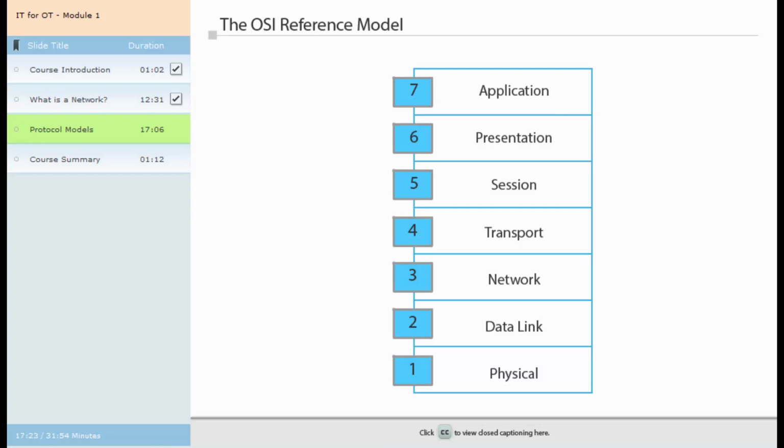The OSI model provides vendors with a set of standards that ensures compatibility and interoperability between the various types of network technologies that are produced by companies around the world. The OSI model is also used for data network design, operation specifications, and troubleshooting.